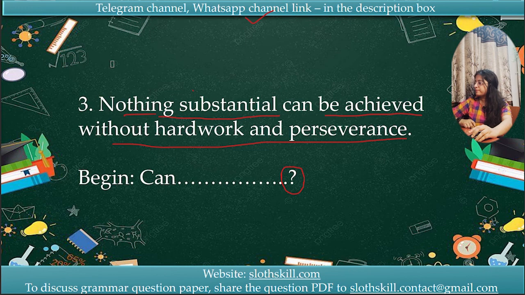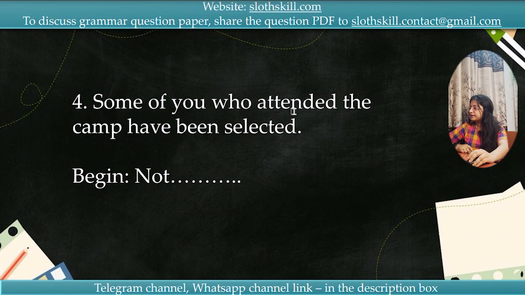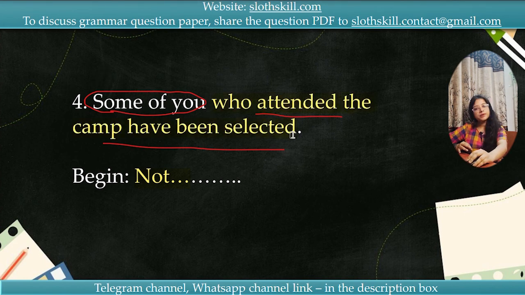Let us move to the next one. Some of you who attended the camp have been selected. There are people like NCC, they go to different camps and so on. All of them are not selected in the end, right? All of them do not do their best. So some of you who attended have been selected. We can say: Not all of you who attended the camp have been selected. The only thing you have to change is over here. Not all of you who attended the camp have been selected. The rest of it, from here to here, everything remains the same. Not all of you is just the difference that you have to make.